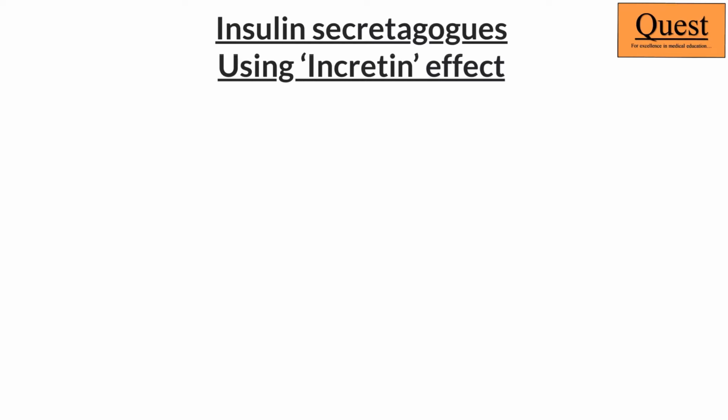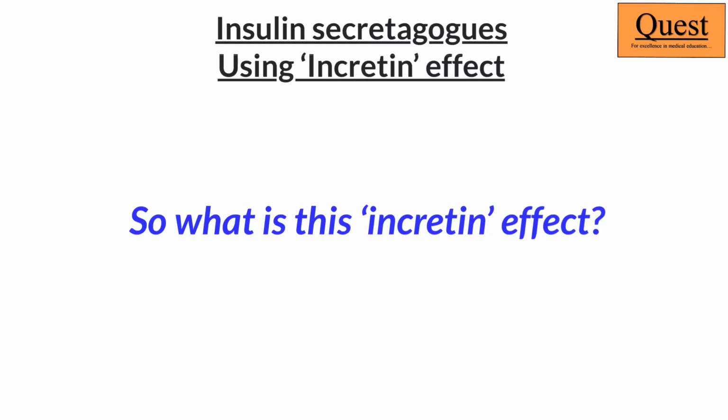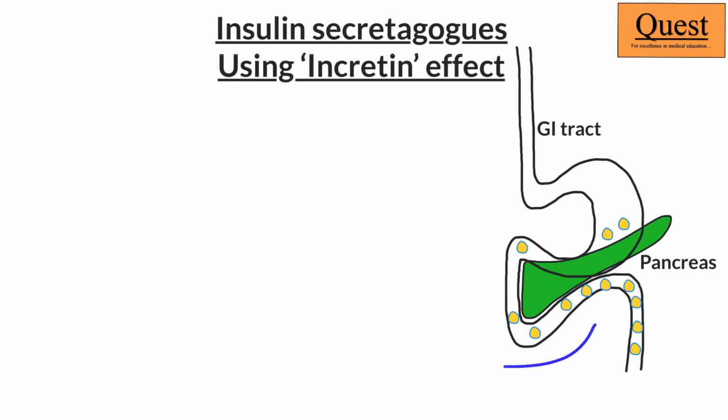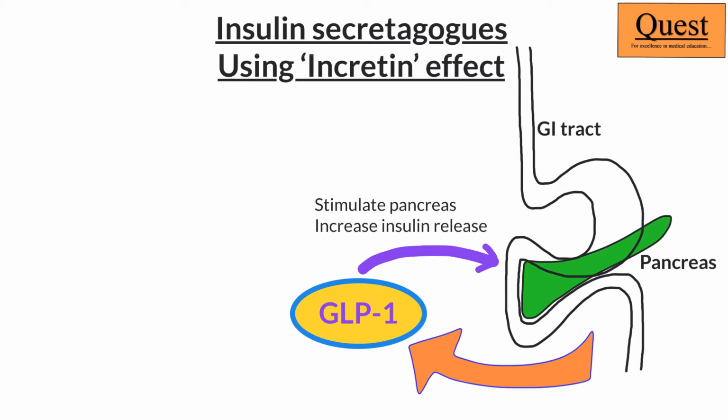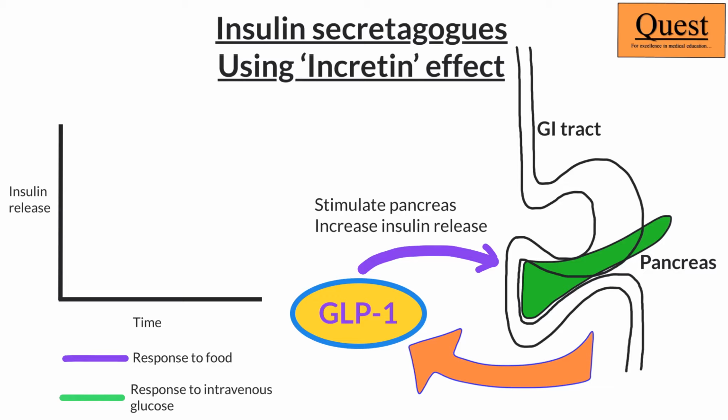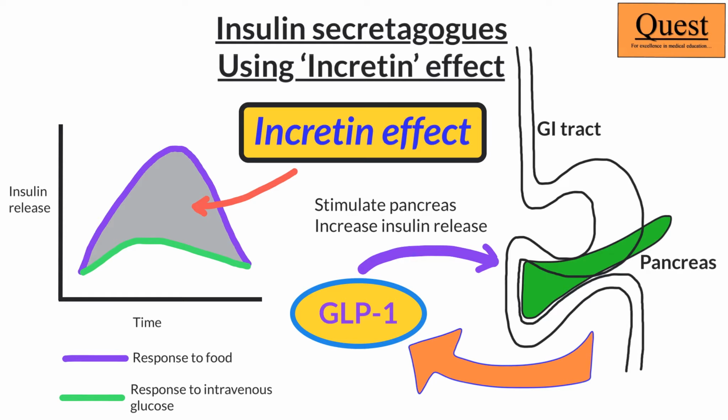The next class of insulin secretagogues are ones that use the incretin effect. So what is the incretin effect? Whenever glucose reaches the intestines, our intestinal cells release a compound known as glucagon-like peptide or GLP-1. This GLP-1 helps the pancreas to release more amount of insulin. Therefore, our oral load of glucose causes a better release of insulin than maybe someone getting an intravenous glucose. This difference is known as the incretin effect.